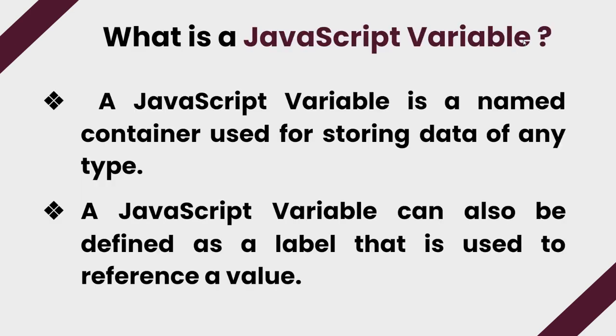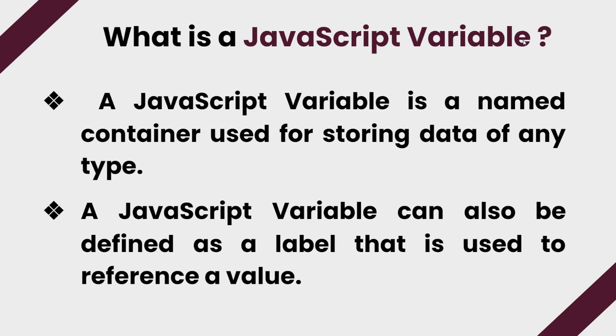Now, what is a JavaScript variable? A JavaScript variable is a named container used for storing data of any type. So the variable basically is a name we create. It's something that we put out there. It doesn't exist on its own. We have to create it. And this thing we've created would be used to store different values or data of any type.